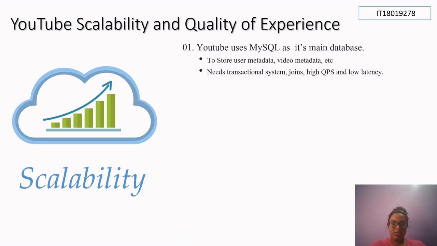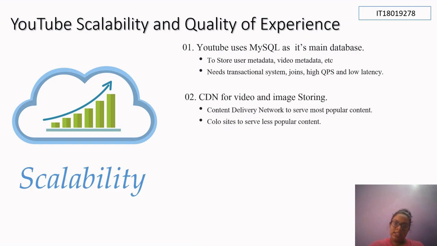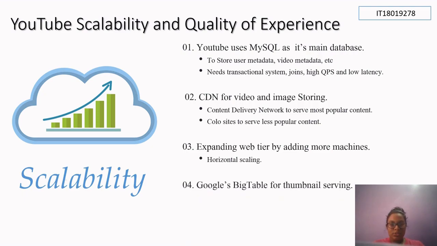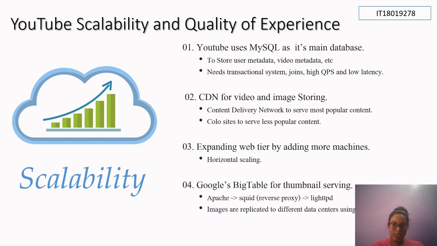YouTube handles its main database using SQL to store different metadata. It needs transactional systems, joins, high QPS, and low latency. YouTube uses a content delivery network to store the most popular videos and images, and colocation sites to store less popular content. YouTube scales itself in a horizontal way, that is, it expands itself like the web tier by adding more machines. YouTube uses Google's Bigtable to store the thumbnails of its pictures and videos.